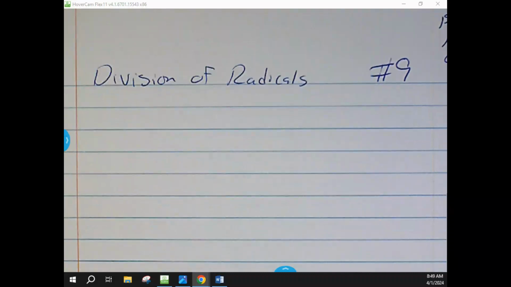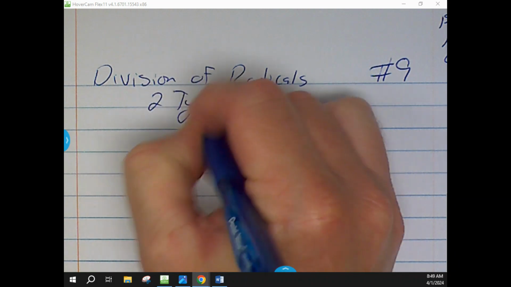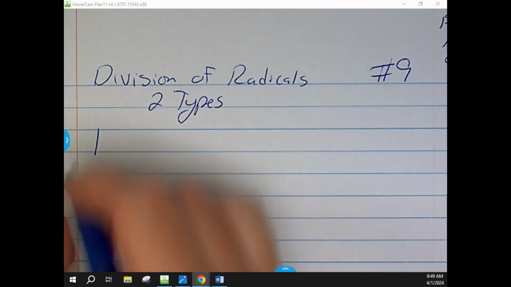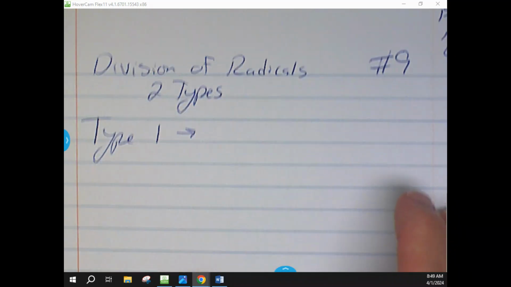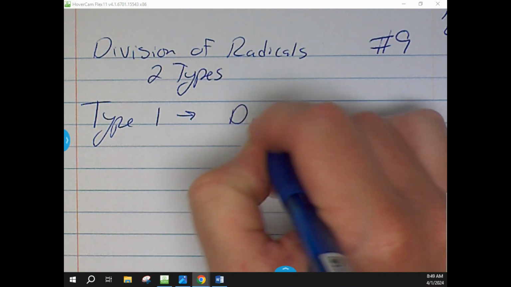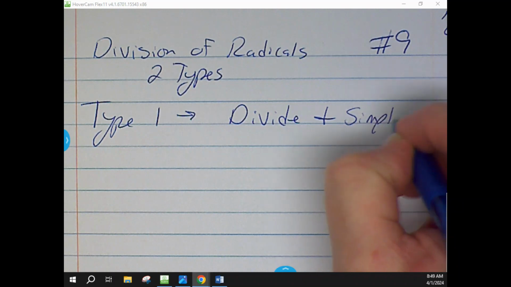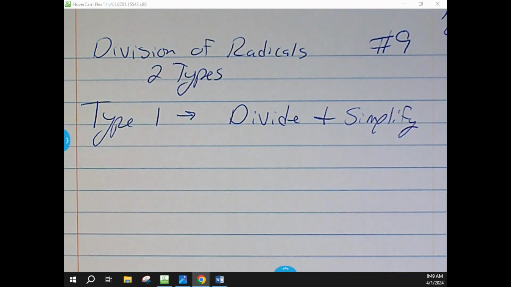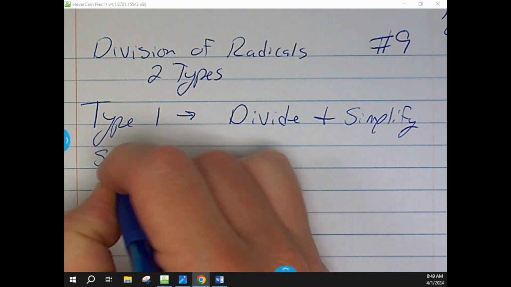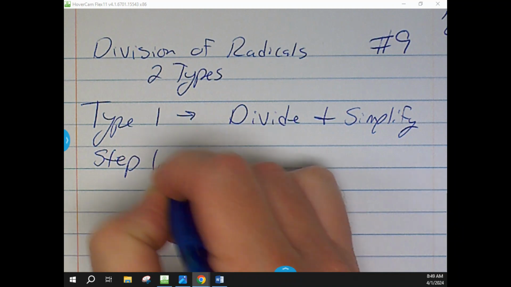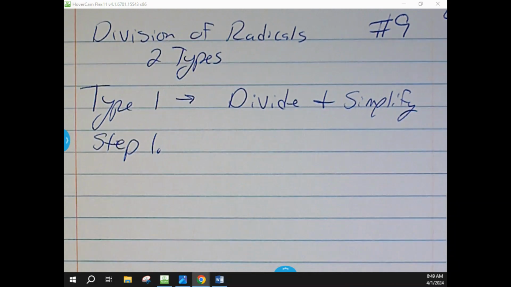Okay, so again, with division of radicals, basically we've got two types we're going to look at. The first type we're going to do is where we're going to just divide and simplify. Okay, and this is more just your standard. This is more like simplifying a fraction kind of thing. Even though it says division, it's more of just simplifying a fraction, dividing out by the common parts you can do in this one.